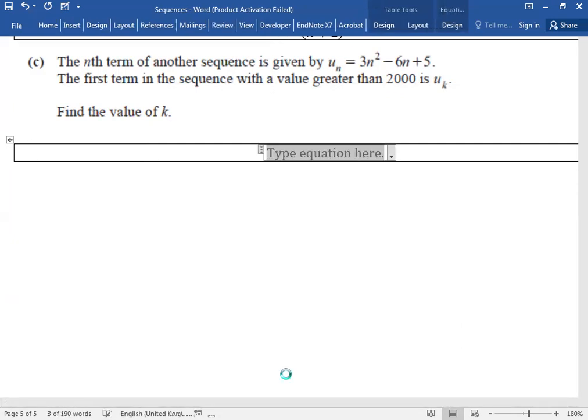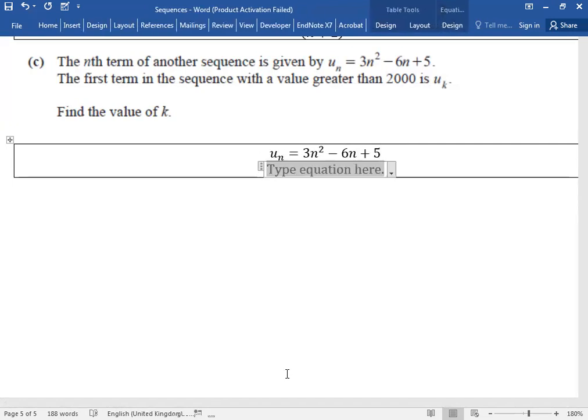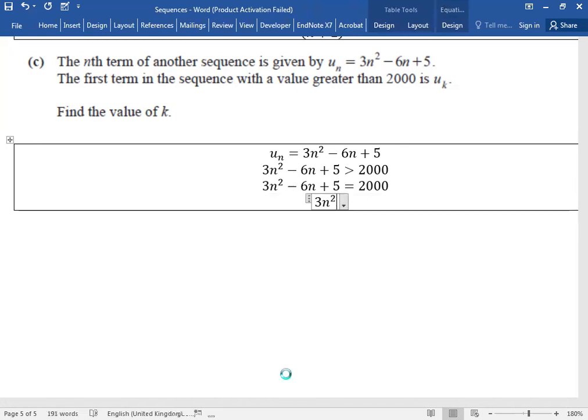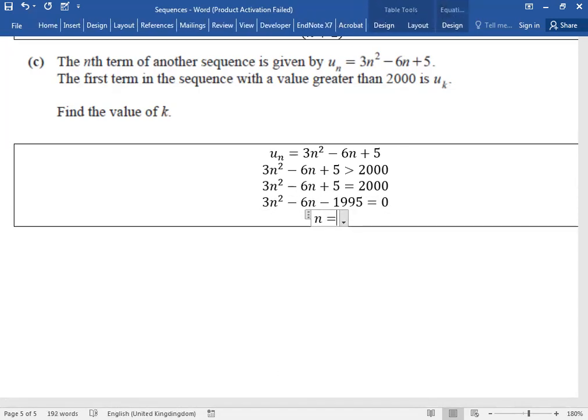Un is 3n square minus 6n plus 5. With a value greater than 2000. वैसे देखा जाए तो this must be done through quadratic inequalities greater than 2000. लेकिन अभी for थोड़ी आसानी रखने के लिए let's consider is equal to 2000 के बराबर का मान. You can use the quadratic formula to solve this and tell me the values of n that you get.